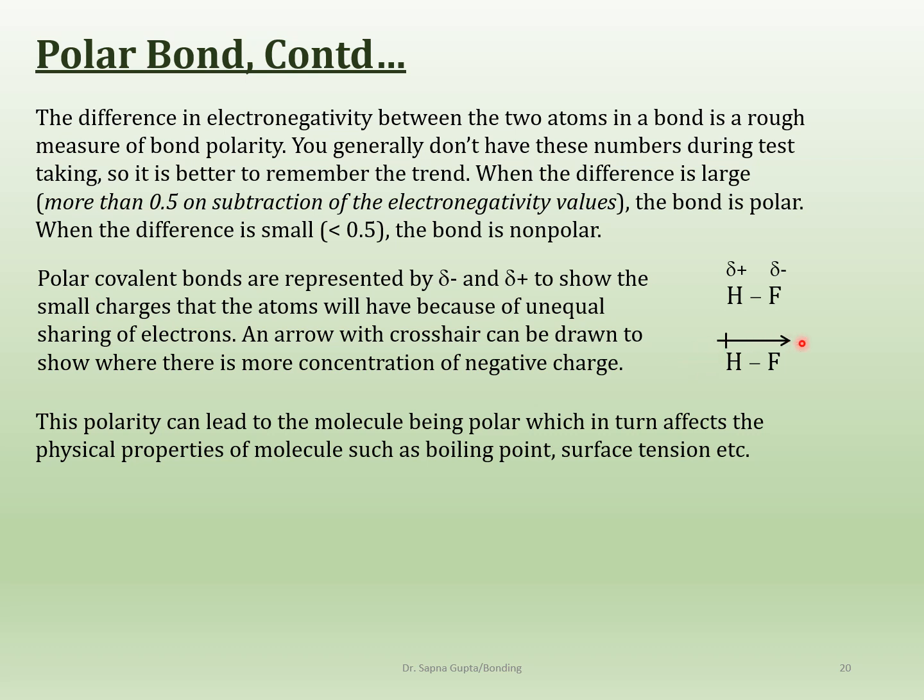So this is the arrow, and then you draw a crosshair on that. That shows polarity of the molecule. You draw it towards the negative charge. That's how you indicate polarity.